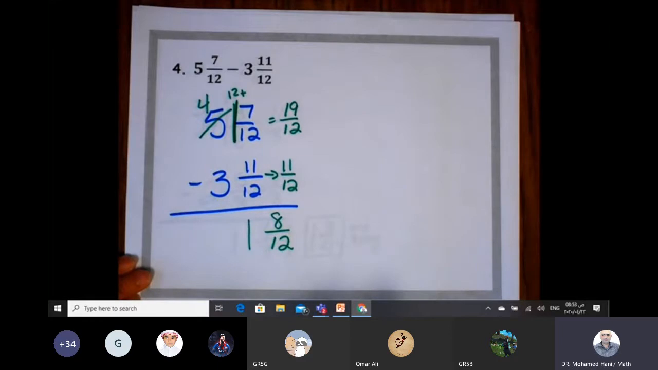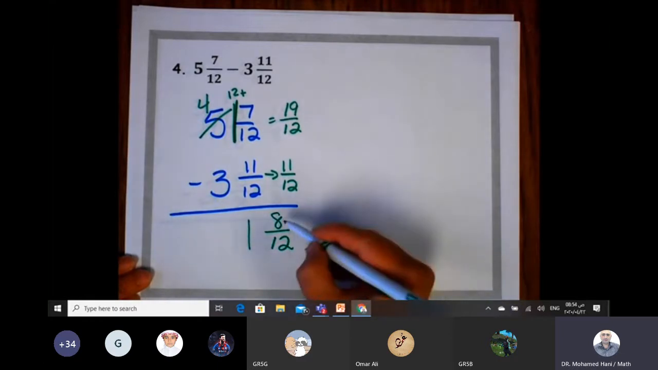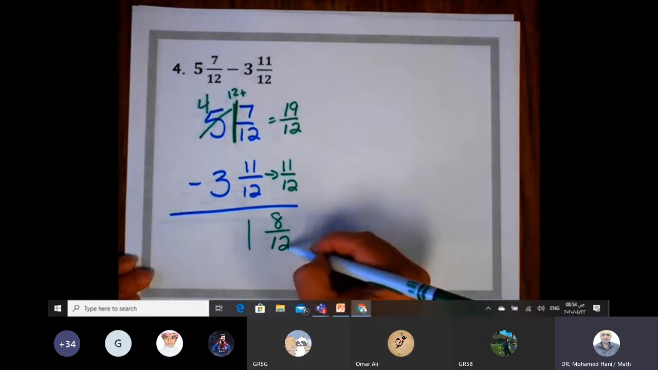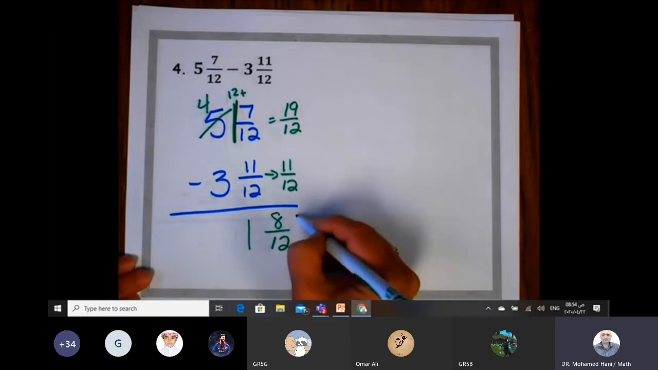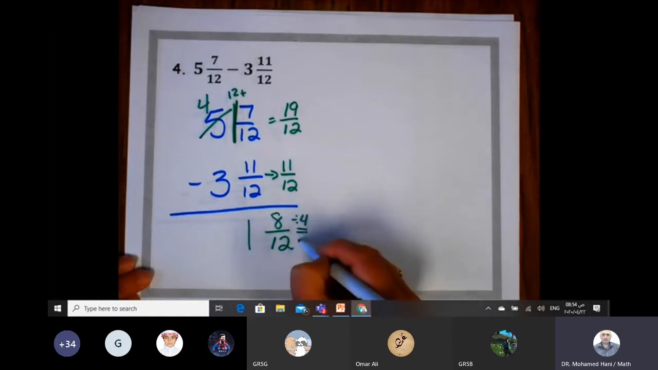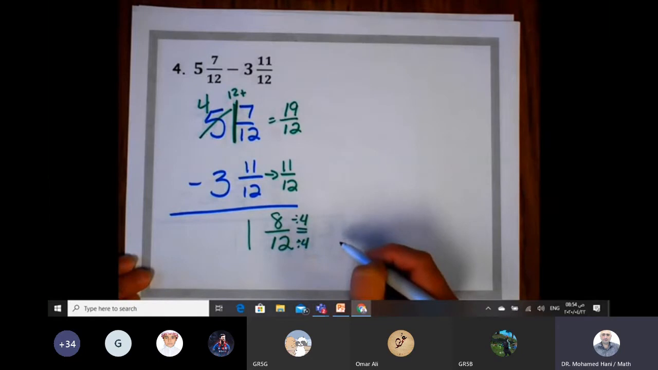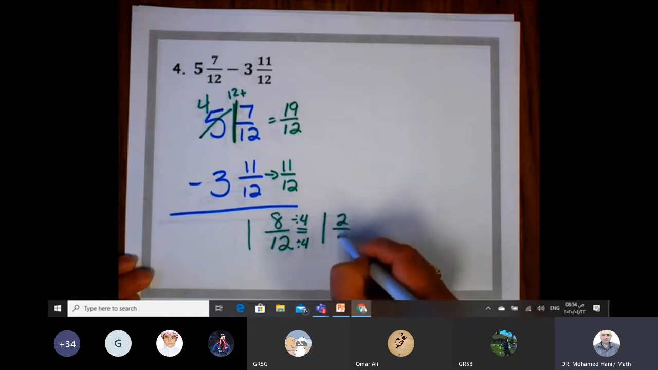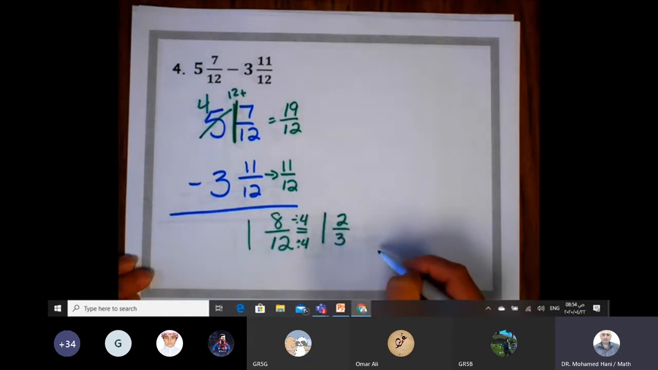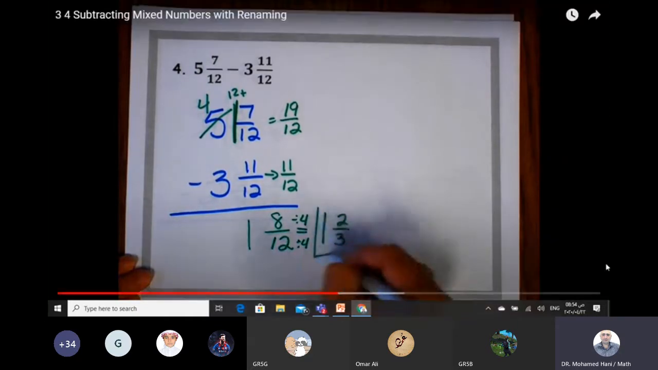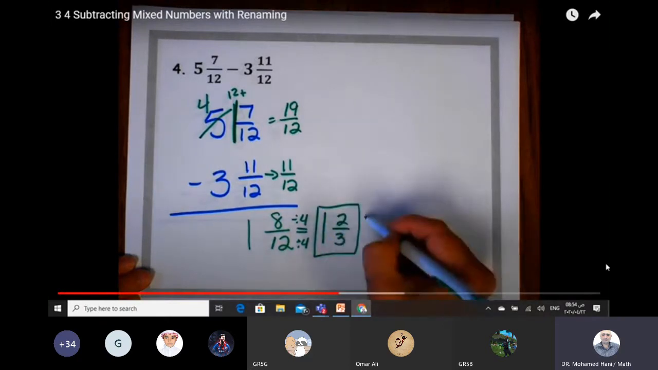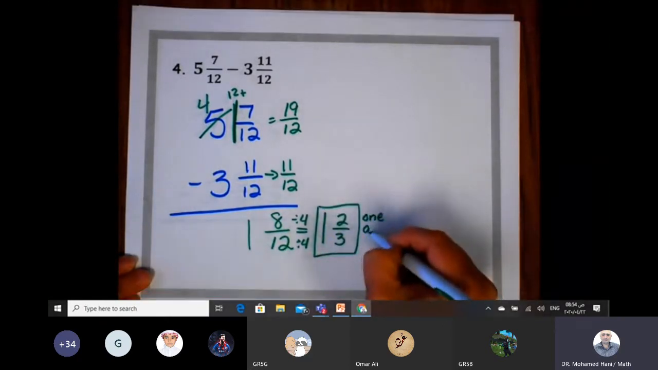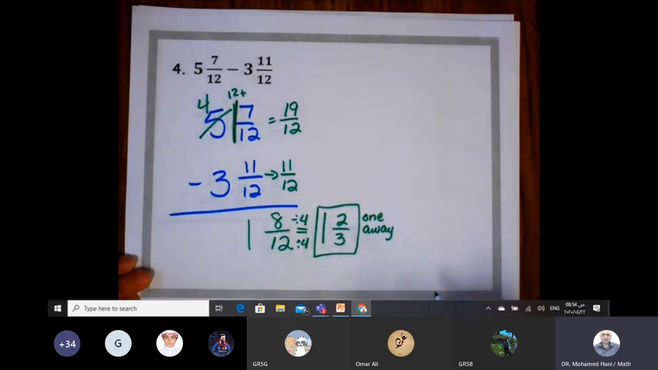Next, I check to see if I can simplify. Well, I know that 4 divides into both 8 and 12. So I'm going to simplify by 4s. Don't forget your whole number. So 1 8/12 simplifies to 1 2/3. I know that 1 2/3 is in simplest form because my numerator and denominator are 1 away.